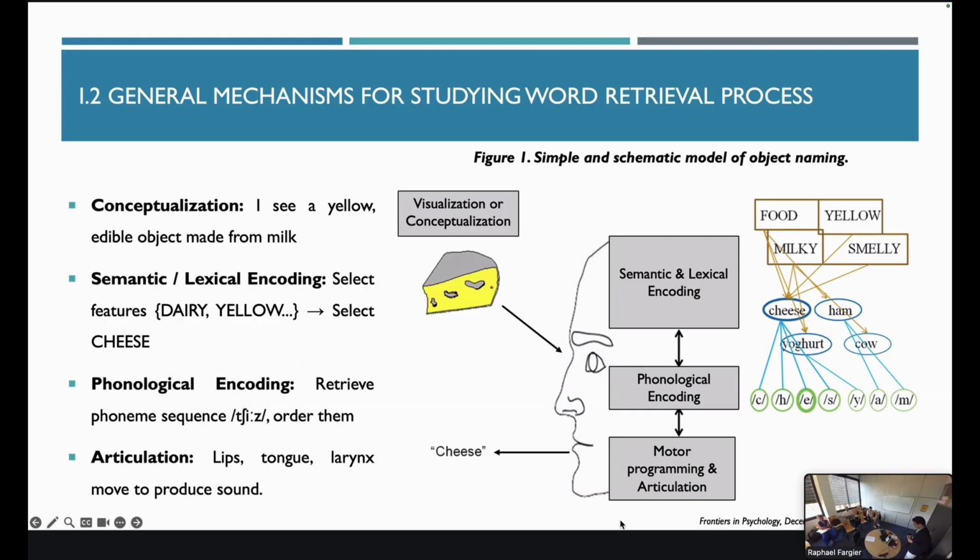And then we step into phonological encoding, when we retrieve the phoneme sequence of cheese, for example, ch, e, s, and we rearrange and order them to prepare for the last stage of the process, which is articulation, when our lips, our tongue, our larynx move together to produce the sound cheese.